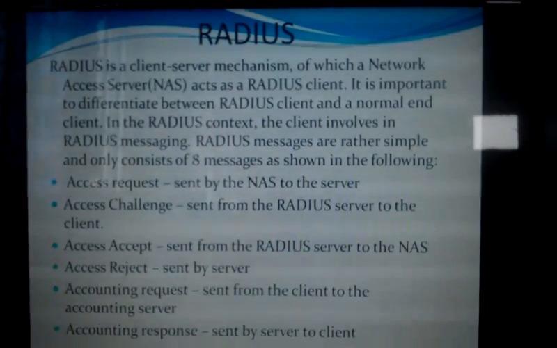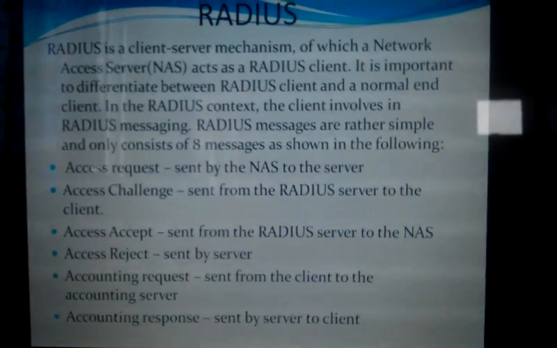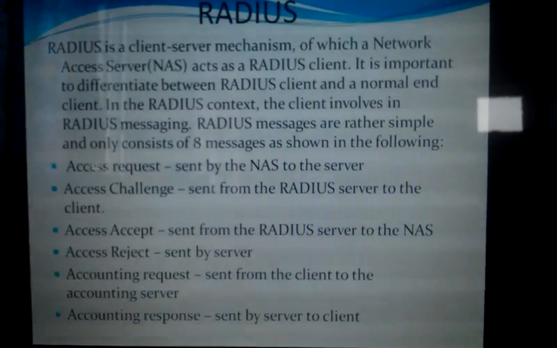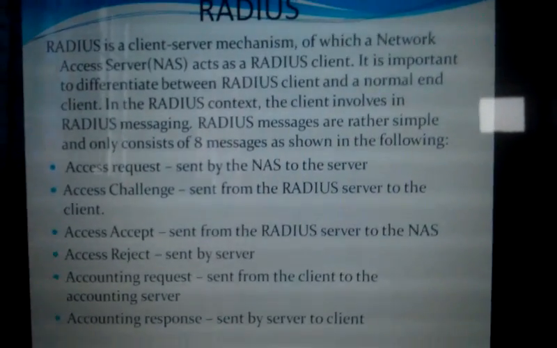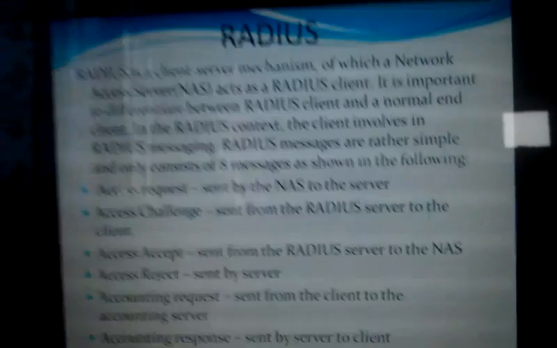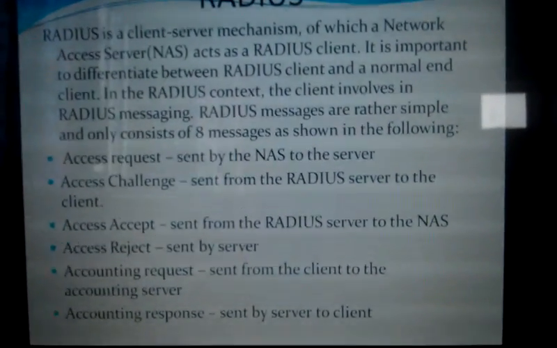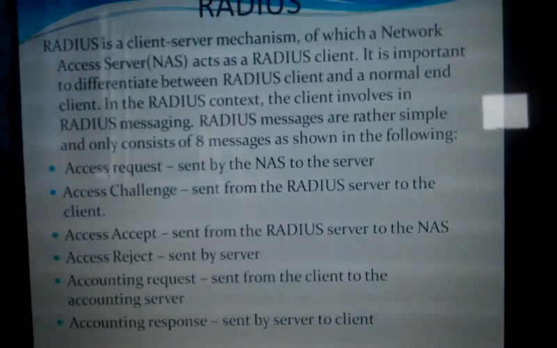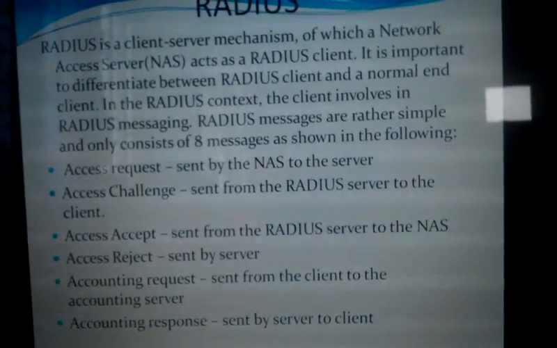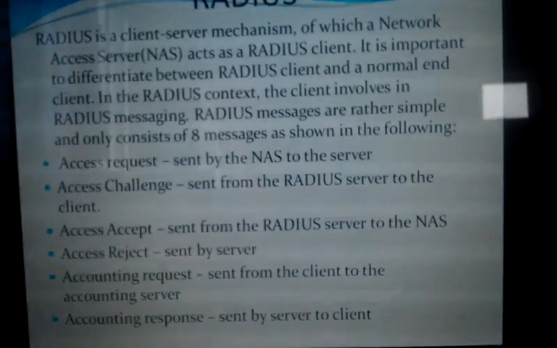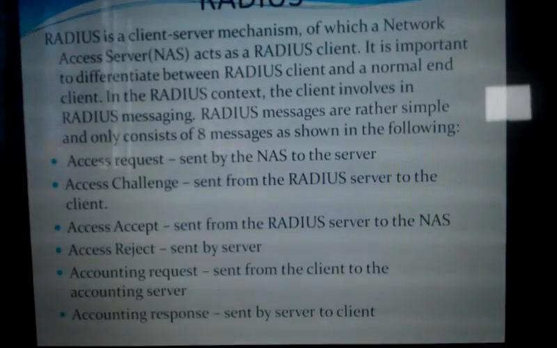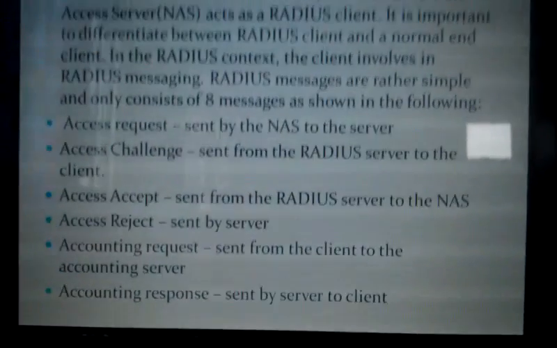Next, I'll be talking about Radius. Radius is a client-server mechanism of which a network access server, which is NAS, is the client of Radius. It is very important to differentiate between a Radius client and a normal end client. For the Radius side, the client is involved in Radius messaging. The Radius messaging consists of 8 messages as shown in the following.